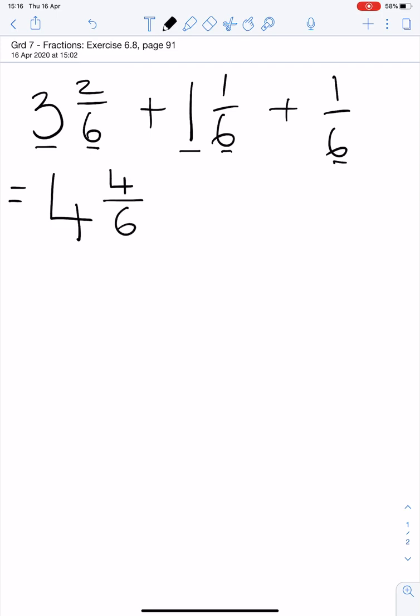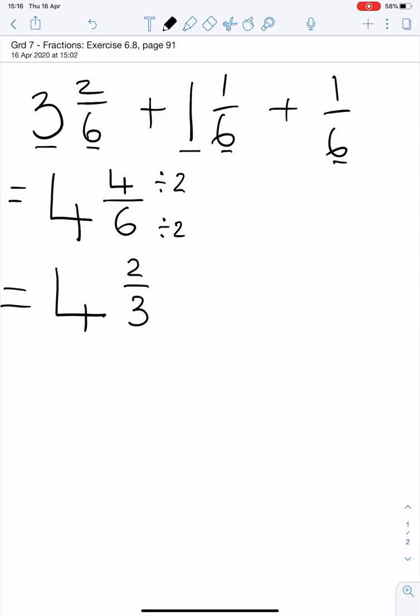Now that answer cannot be left as it is because it can be simplified. So we are going to divide the top by 2 and the bottom by 2. Whole number stays the same, and your answer is 4 and 2 over 3.